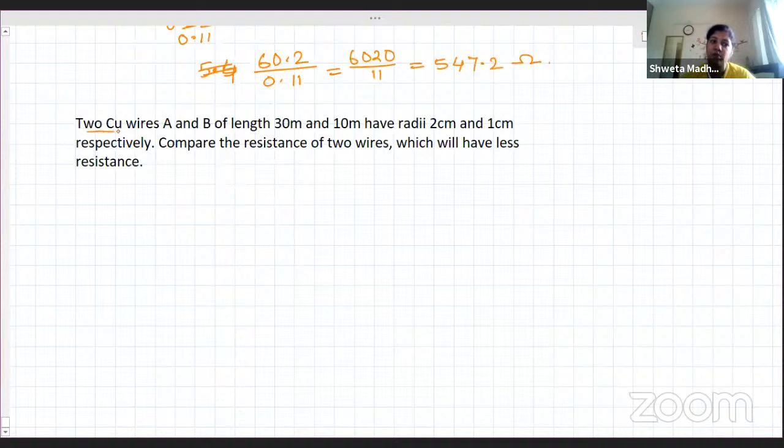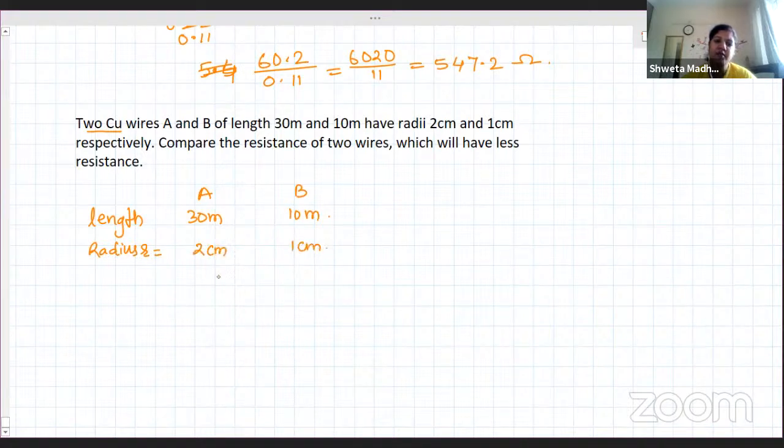So these are two copper wires, A and B. Their length, one is 30 meter, second one is 10 meter. Radius, small r, is equal to 2 centimeter, 1 centimeter. So better we can convert this in centimeters. 3000 centimeters and this is 1000 centimeters. So radius is 2 and 1.